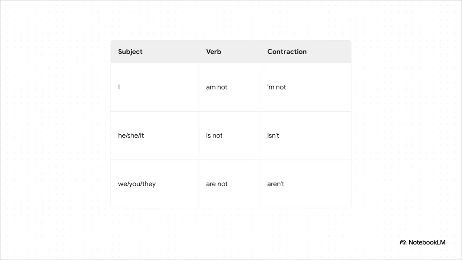Now, what if you want to say no? Super simple. You just throw in the word not. So I am becomes I am not. And of course, we love our shortcuts, right? So is not squishes down to isn't, and are not becomes aren't. The only odd one out is I'm not. It kind of does its own thing.